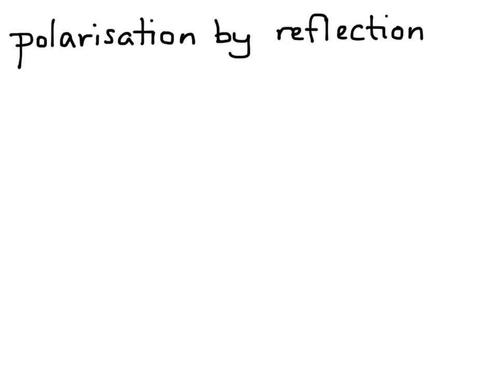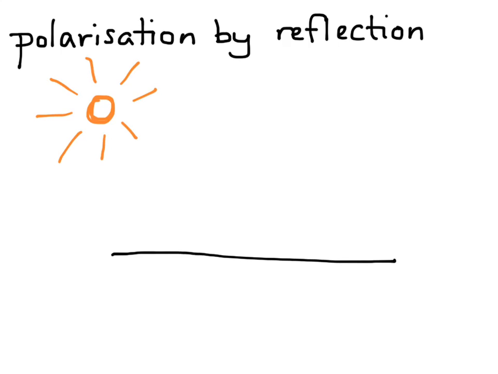Now most light from the sun or light bulbs is unpolarised. It's oscillating in all directions, but there are circumstances where it can become polarised, and one is by reflection. So imagine you've got the sun and some sort of shiny surface here, which could be a surface of some water like a swimming pool or a lake, the sea, or a plastic surface or some shiny paint, something like that.